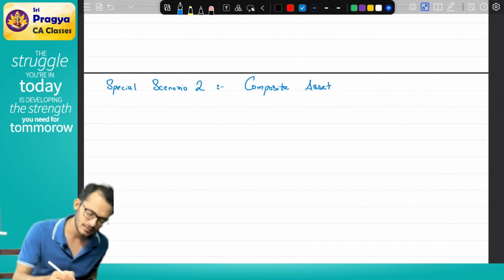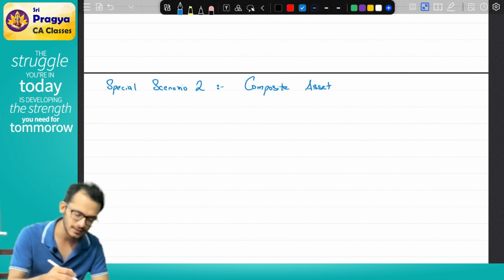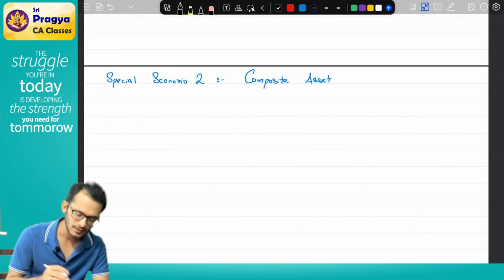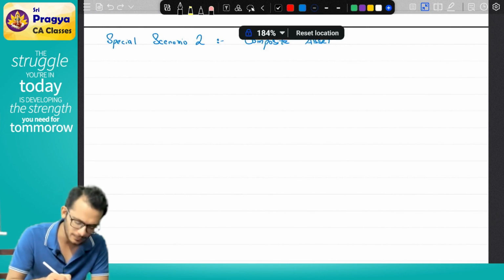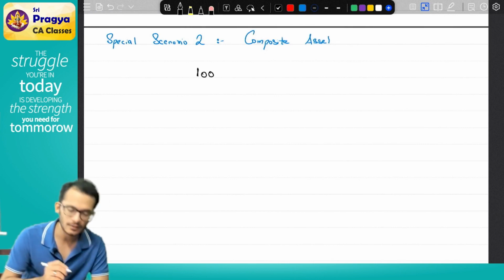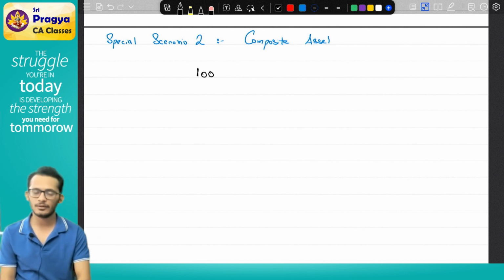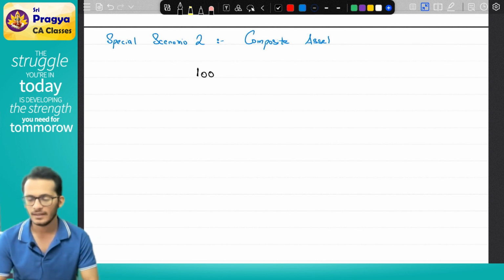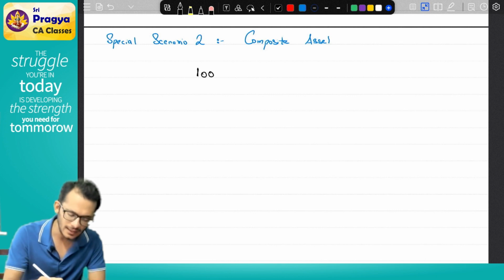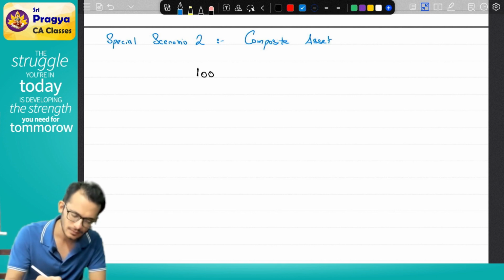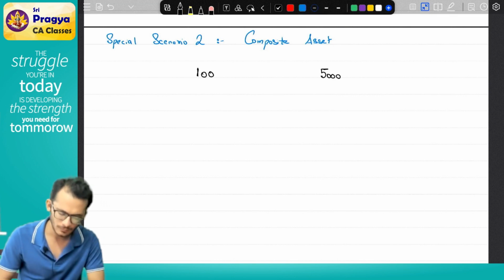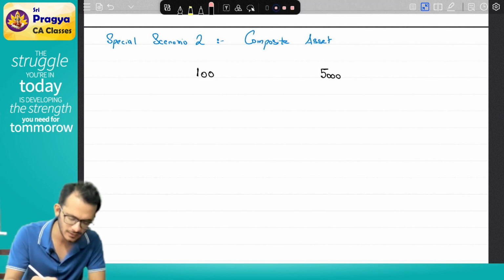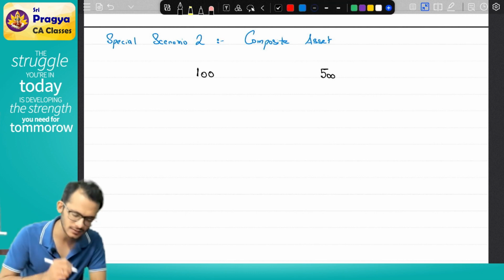If you remember, a few classes back we did agriculture income. Now, Rahul, I am into the tea business. My tea business is earning a total income of 100. In this total income of 100, I actually used assets. Yes or no? I had used assets worth 500.